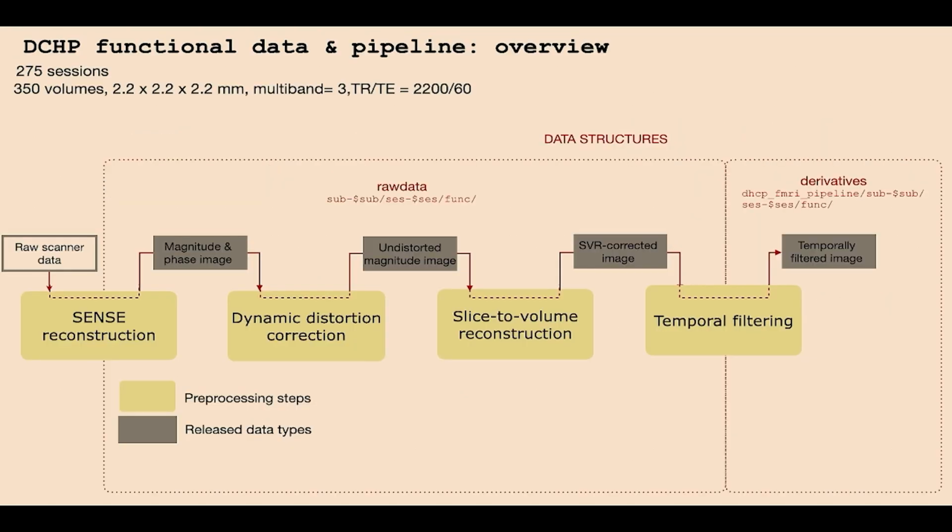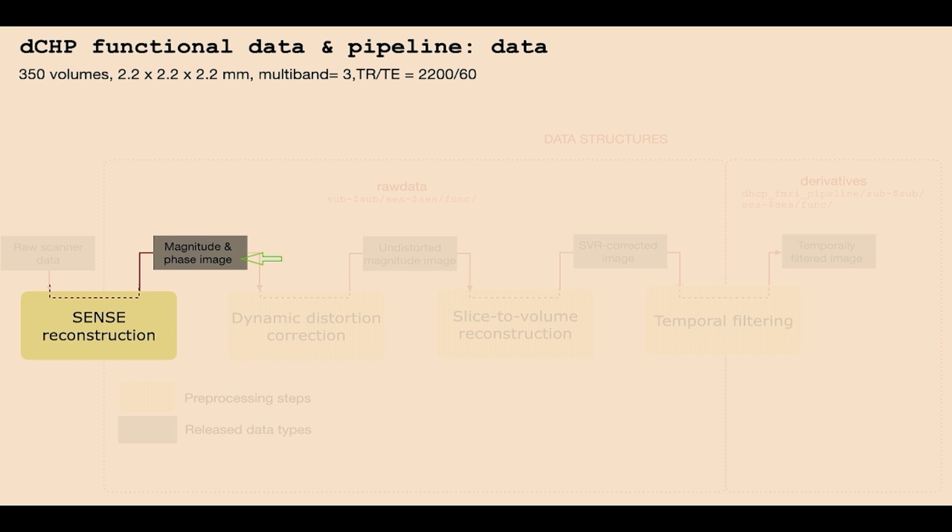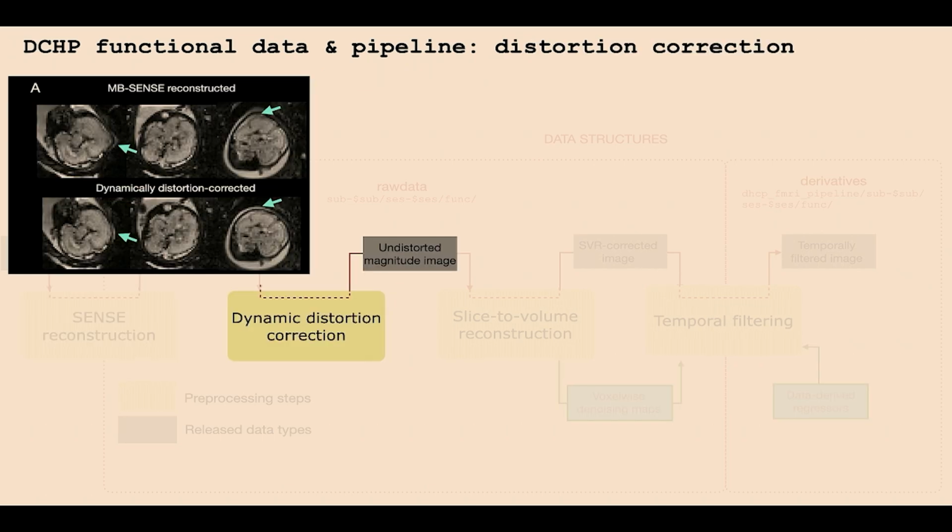Next, our functional data, which consists of 275 sessions, 350 volumes, acquired over approximately 13 minutes. We take into consideration not only magnitude data but also phase data, because in the context of fetal imaging, the phase data is very useful for estimation of B0 field inhomogeneities dynamically, which can then be used to perform distortion correction.